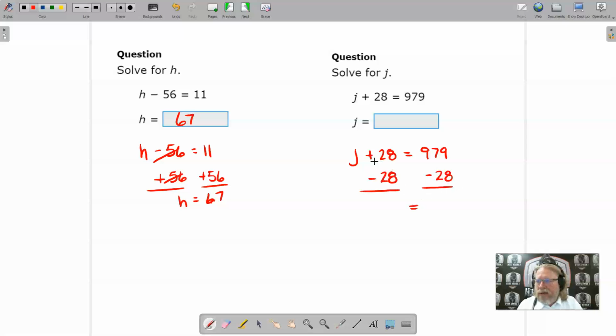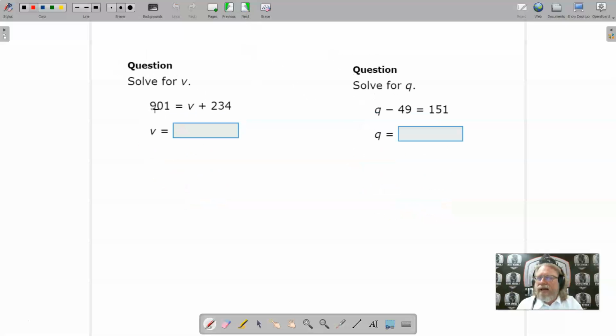And now the 28s will cancel each other, leaving me with just the j. And now I need to do the subtraction over here. So 9 minus 8 is 1. 7 minus 2 is 5. And let's bring down that 9. So j equals 951.